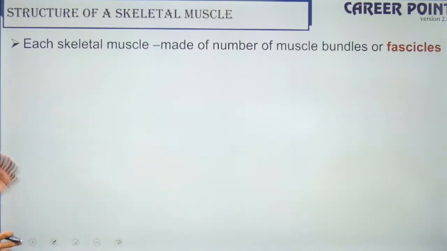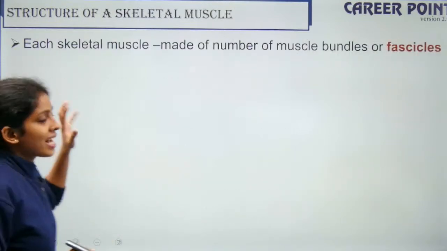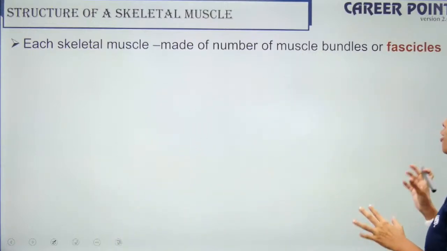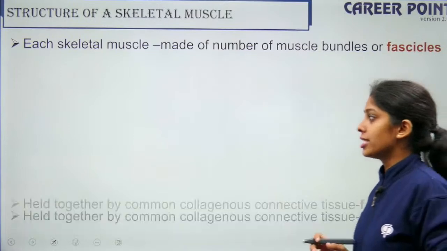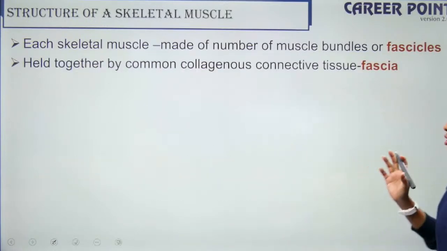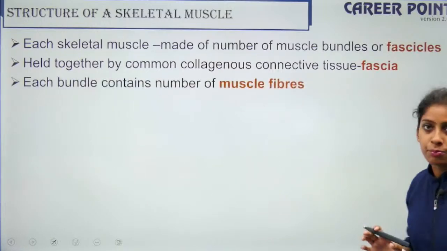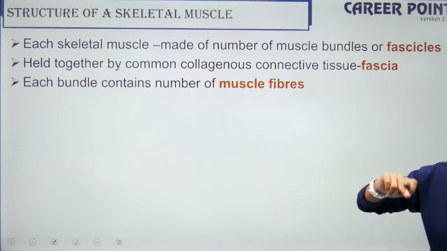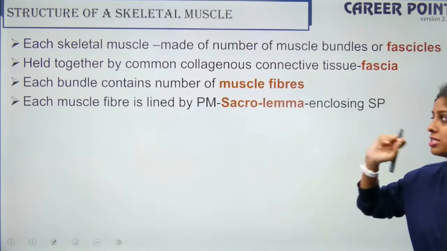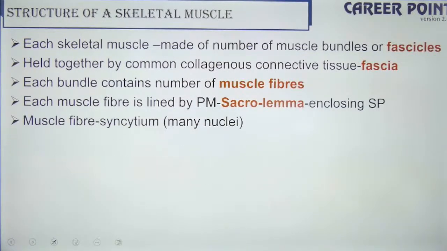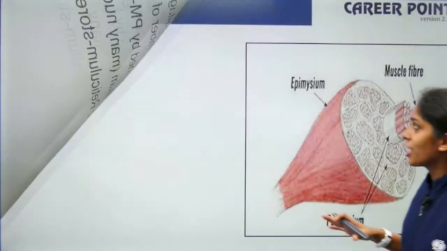So, structure of a skeletal muscle. Each skeletal muscle is made up of a number of muscle fibers or fascicles, which is held together by a common collagenous connective tissue called fascia. Each muscle bundle contains what is known as muscle fiber. Each fiber is lined by plasma membrane. Okay, so let me explain so that you don't get confused.